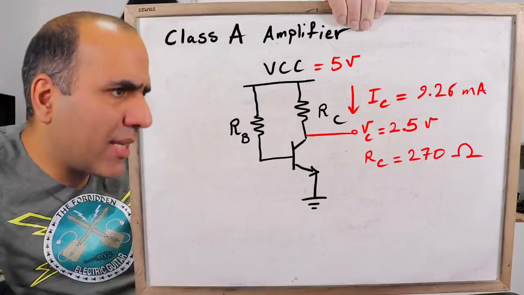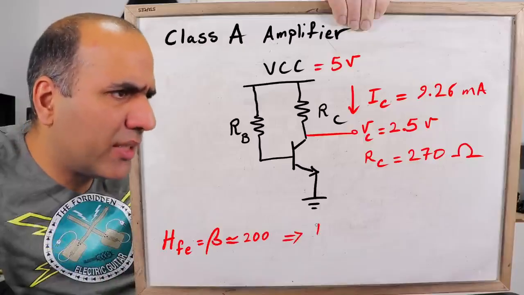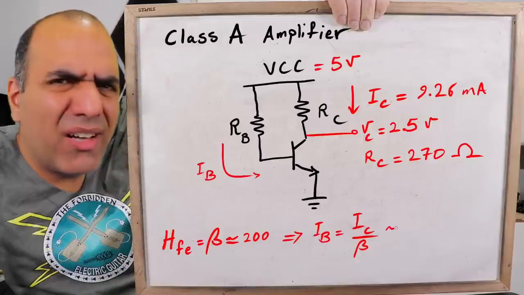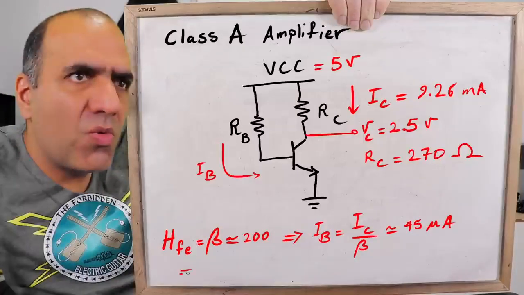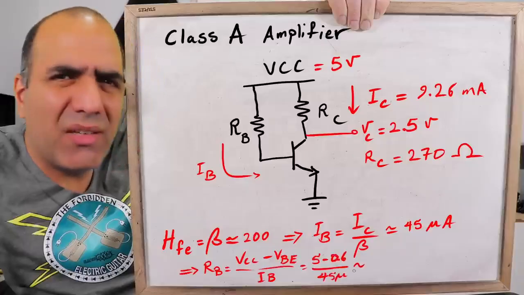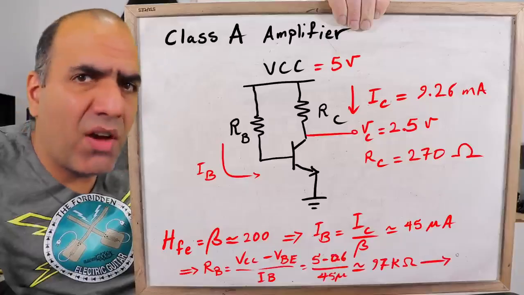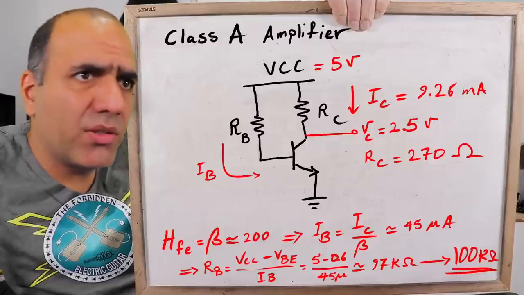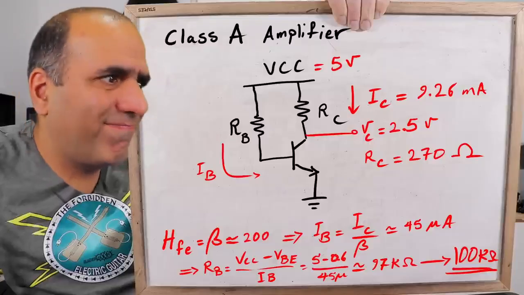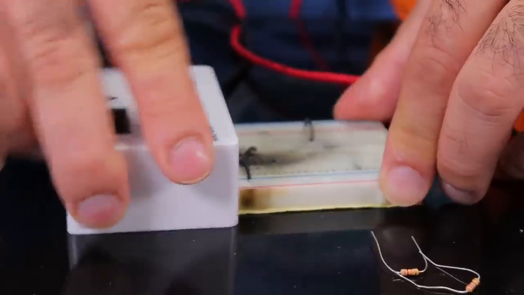But anyway, let's assume HFE is around 200, so IB should be around 45 microamps, and so the base resistor would be around 97 kilo ohms. I have 100 kilo ohm though, and my resistors can be 5% off. Let's just put the circuit together.